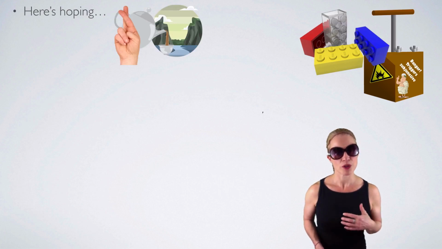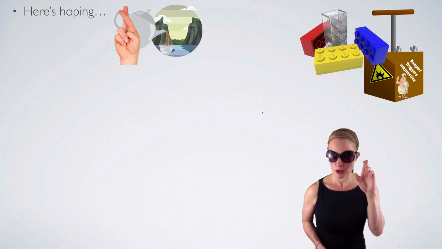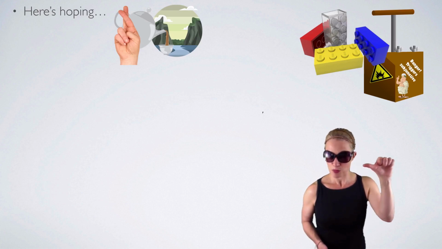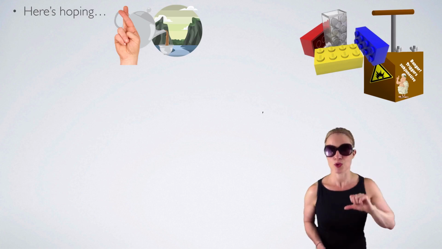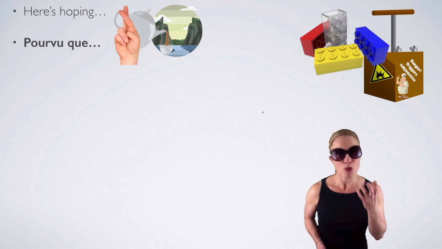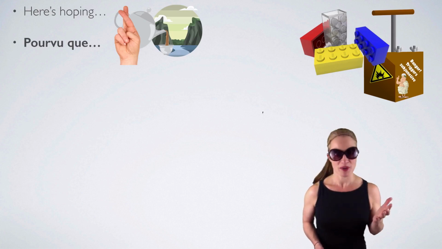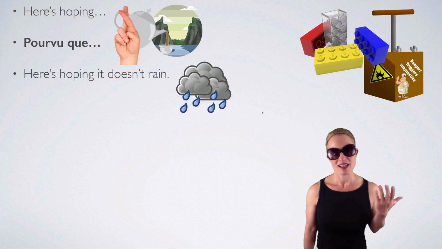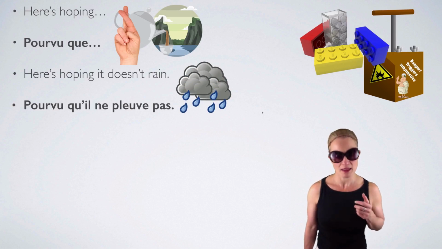To hope is espérer. As we know, you can only use it with the subjunctive in the negative or questions. But there's another way of saying here's hoping. Okay? You've got your pour and your vu there. Pourvu que. So it's another way of saying here's hoping, brings up the subjunctive. Here's hoping it doesn't rain. Pourvu qu'il ne pleuve pas.